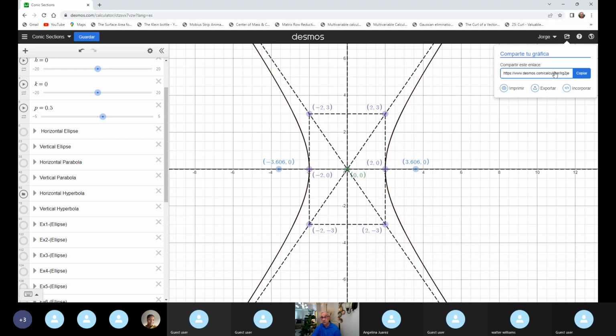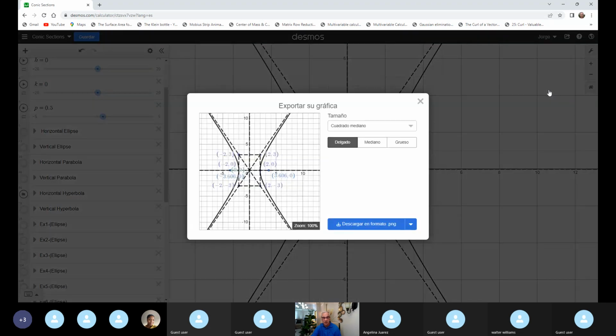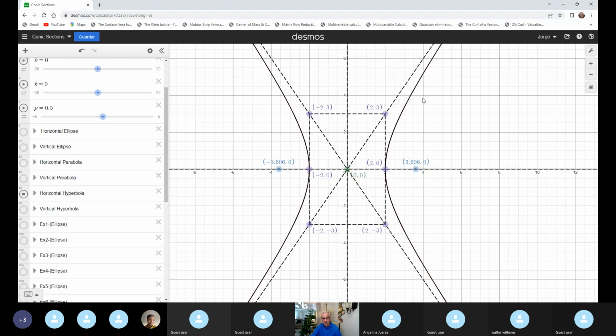And export. Export the picture. Wow, look at that, beautiful. And you select what size you like, si it's medium or it's large or it's small, whatever. And you upload this picture. And you show me. Okay, another possibility is make a screenshot. You know how you are doing a screenshot. Yes or no?